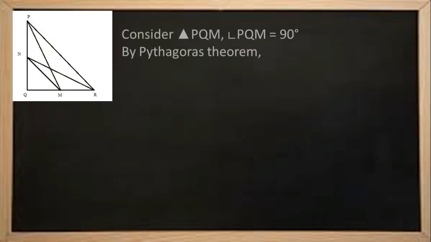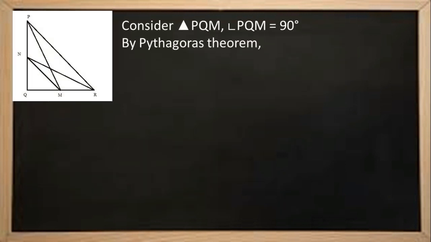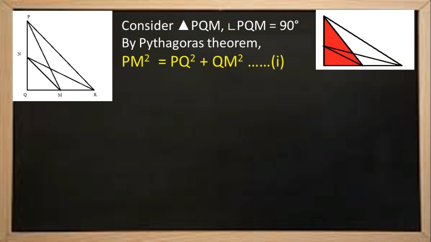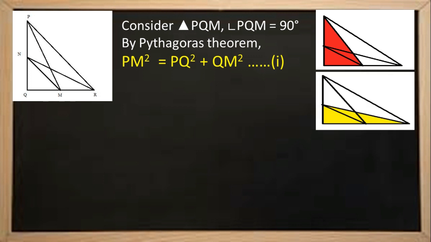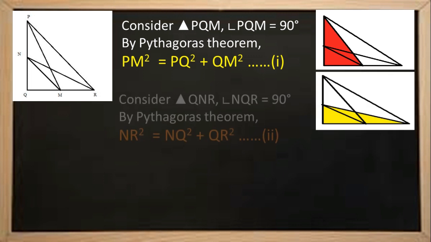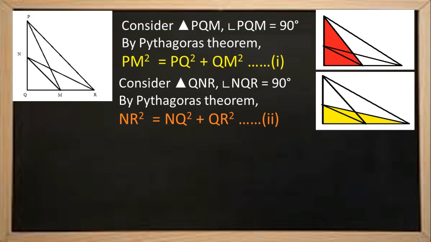In the same diagram, consider triangle PQM. In PQM, Q is a right angle. So hence the hypotenuse is PM, and PM square is equal to PQ square plus QM square. And the second triangle is QRN, where you can find a right angle at Q. Hence it results as NR square is equal to NQ square plus QR square. Mark it as result number 2.